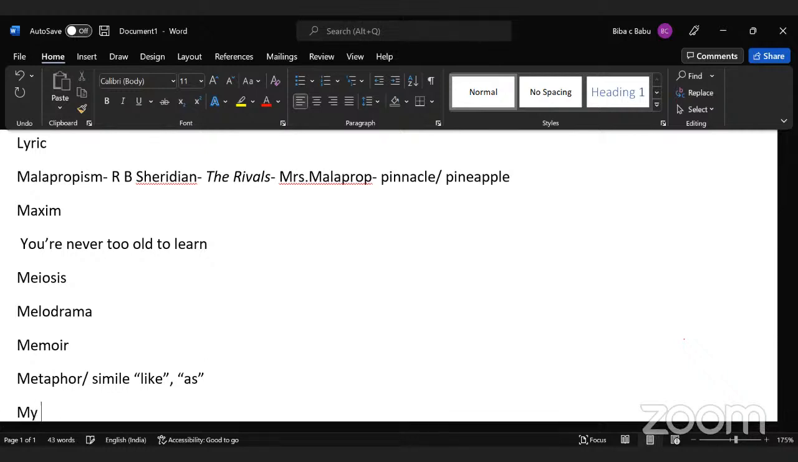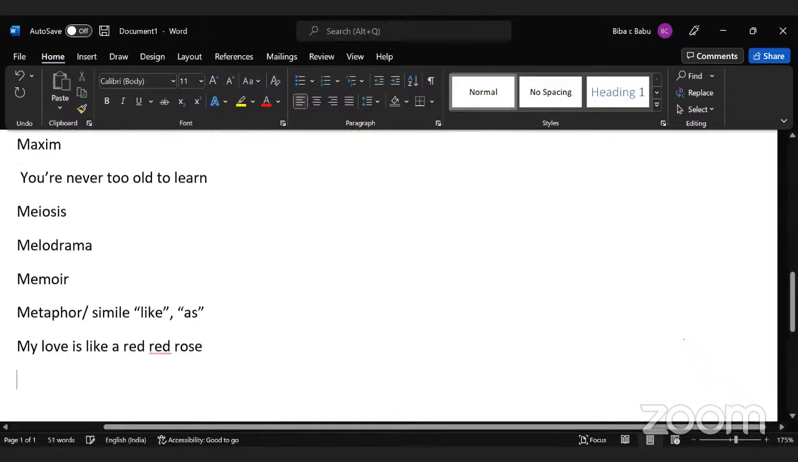I'll give you an example. This is a famous line from a poem, okay? My love was like a red rose. So, can you tell me, is it simile or metaphor?